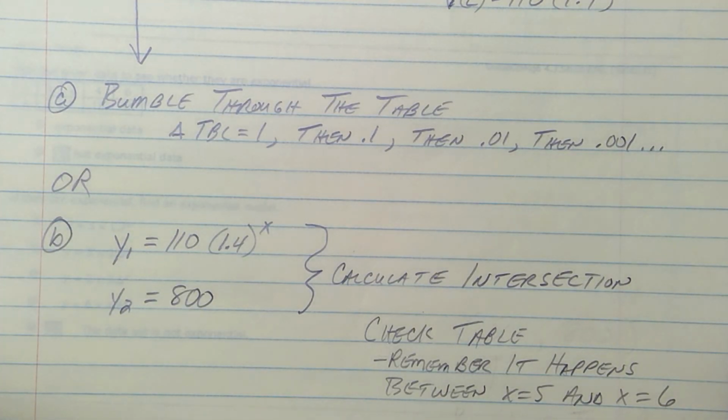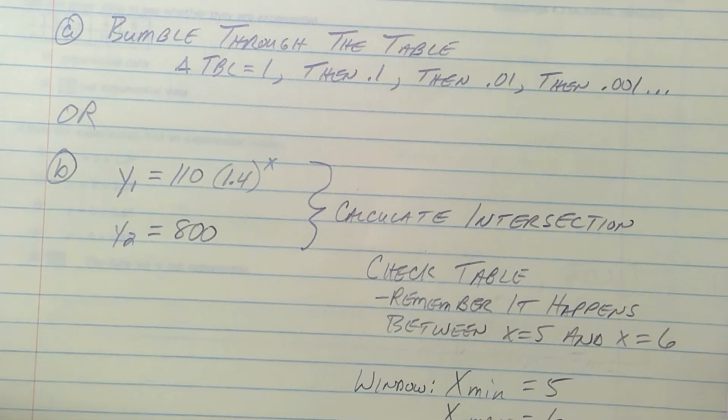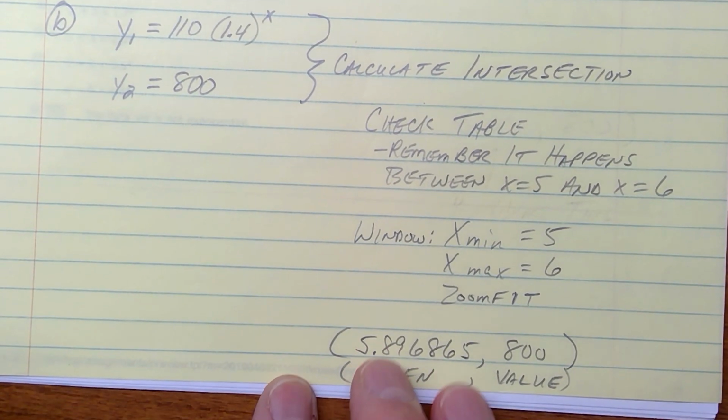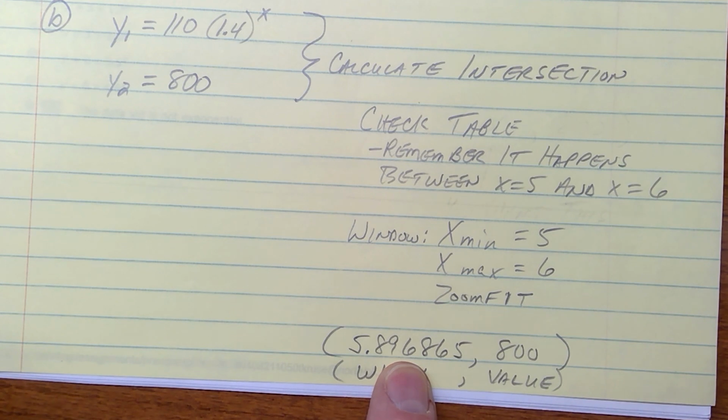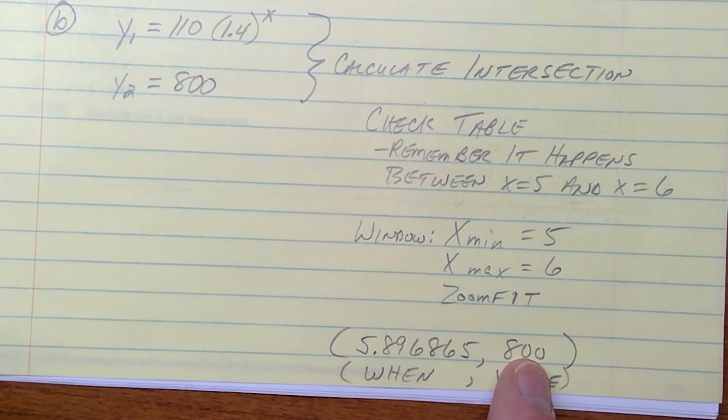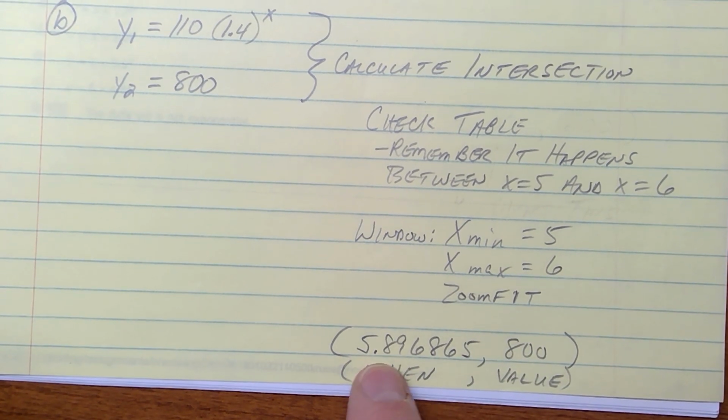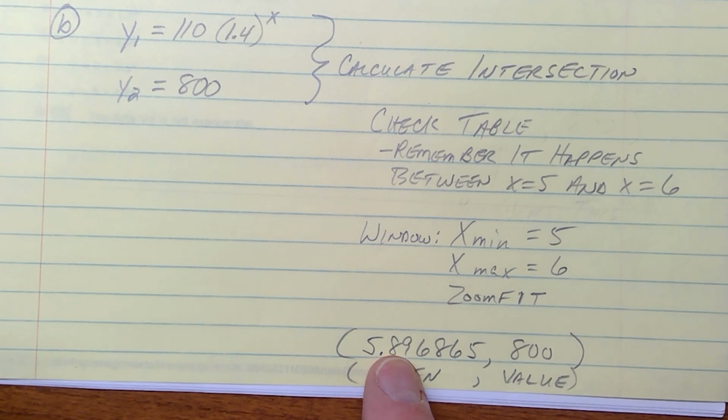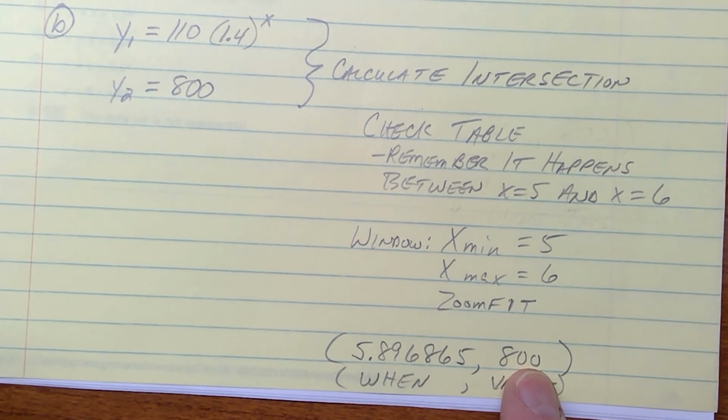So the answer to our question, we did it two different ways, kind of a slow way and a fast way. The answer to our question is, this is when we'll have $800, a little less than 6 years. So after 5 years and most of another year, we'll have $800.